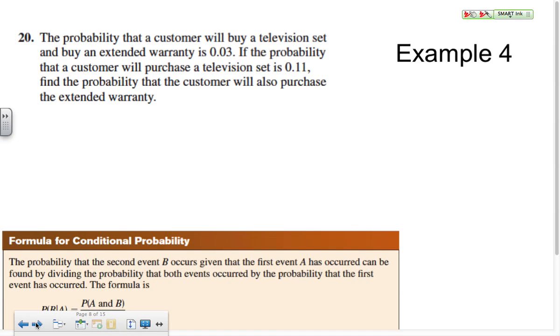So we know that the probability a customer will buy a television set and buy an extended warranty is 3%. So any customer walking into the store, we have a 3% chance that they will both buy a television set and extended warranty. That's my probability of A and B. Okay, that's already given to me. And I want to know if the probability that a customer will purchase a television set is 11%. Okay, 0.11. That is the probability that they will walk in the store and they will buy it. That's probability A. Okay, find the probability that they will also purchase the extended warranty.